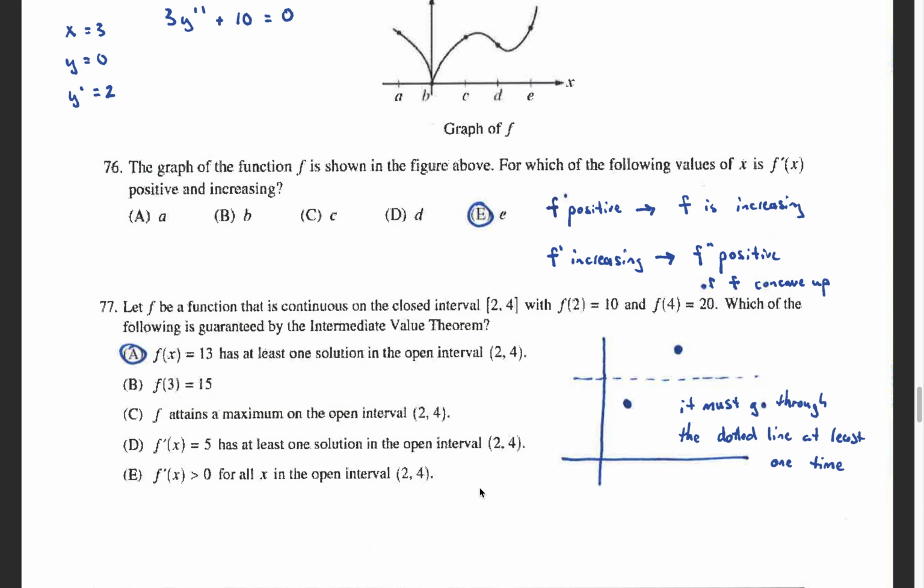This is basically the mean value. No, this is the intermediate value theorem, and they give us 2 points, and they say, which of these must be true based on the intermediate value theorem? It basically says that as long as your function is continuous, every value between 10 and 20 has to be hit at least once. So I guarantee that there is an x value such that f of x equals 13 at least one time.